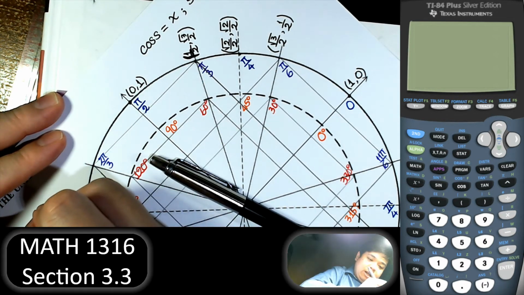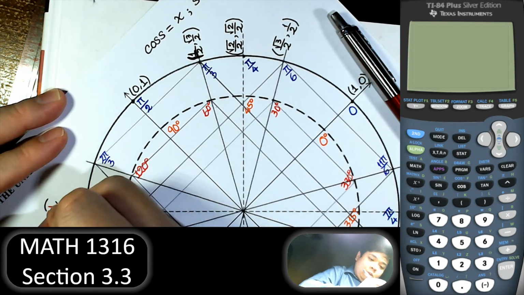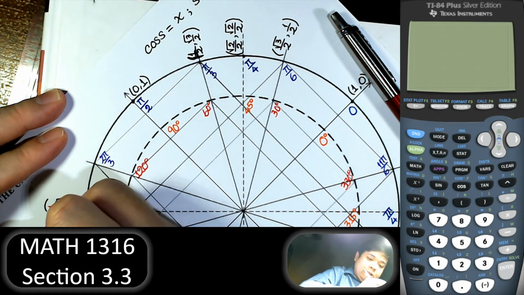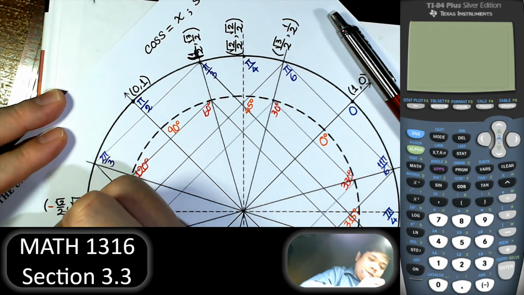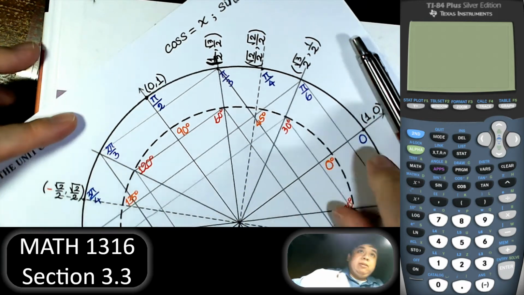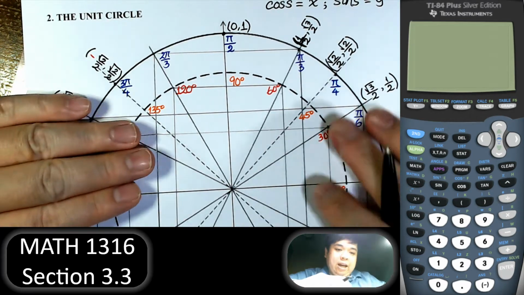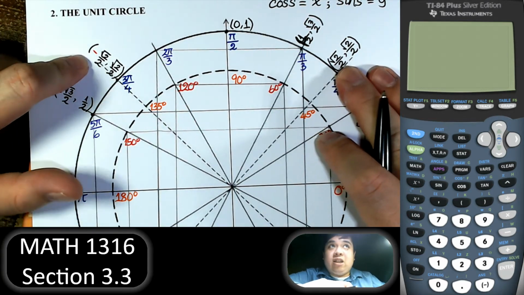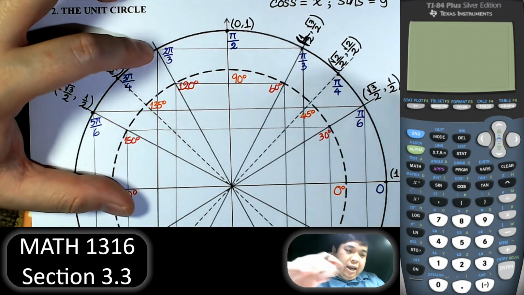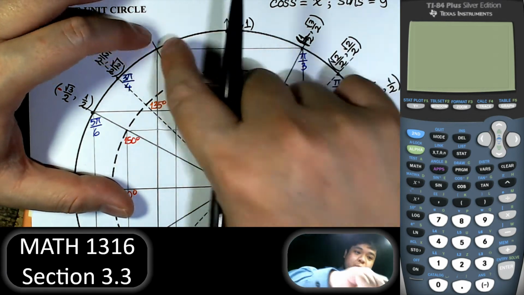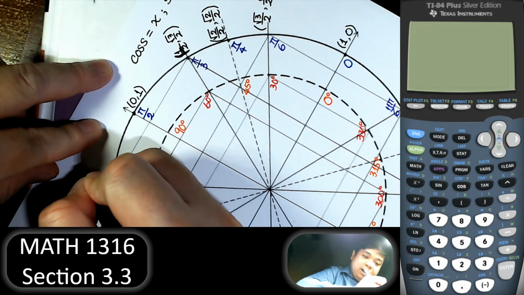It is negative, square root of 2 over 2 and square root of 2 over 2. And the values will be the same except the x is negative. And then this point, the values will be the same except the x is negative.